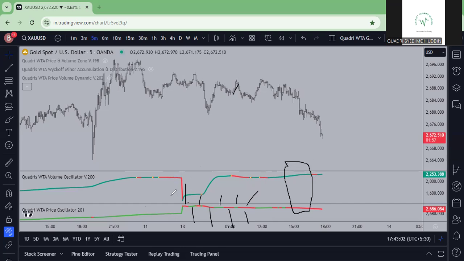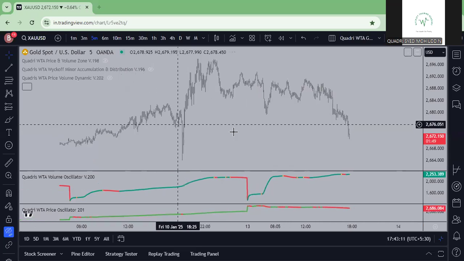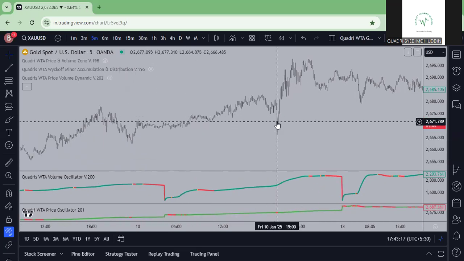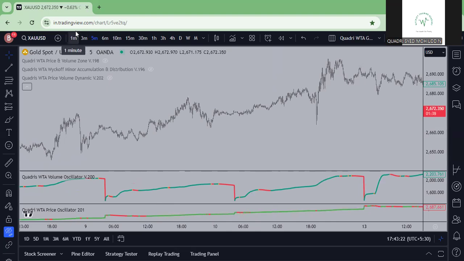If both sync together, either in an upward movement or a downward movement, it would give us excellent direction and excellent price progression in either way, upwards or downwards.